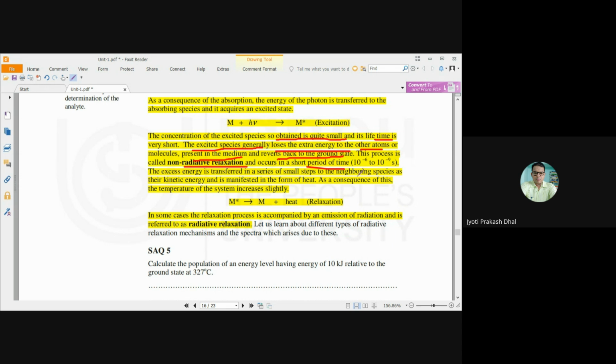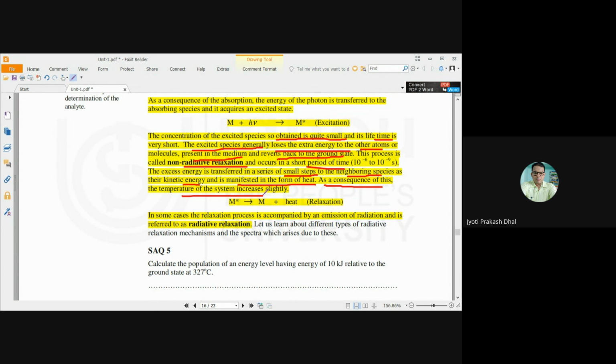So that means from the excited state, the molecule comes back to the lower or ground state without emitting radiation, and that is called non-radiative relaxation. Relaxation means coming back from the excited state to the ground state. So the excess of energy is transferred in a series of small steps to the neighboring species as their kinetic energy and is manifested in the form of heat.